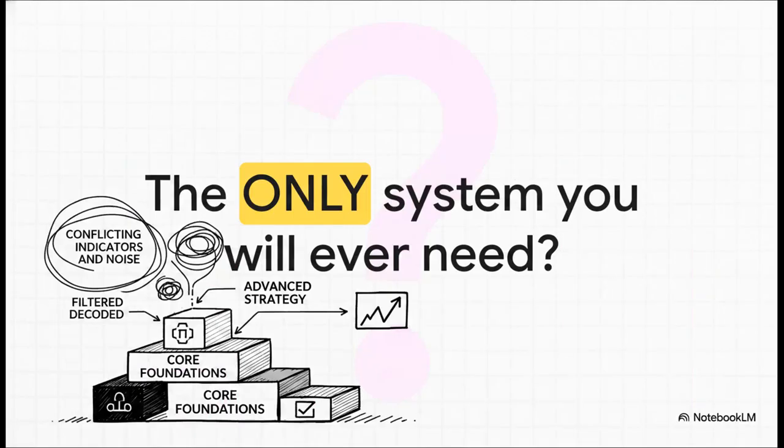So it poses this massive, almost impossible-sounding question right out of the gate. Is it actually possible to build the all-trading system you need, the absolute only one? Because in a world completely full of conflicting indicators and constant noise, this document argues that by stacking core foundational blocks up into an advanced fusion strategy, you can completely decode the market. So, we're going to use this same building block approach today to see exactly how this unified system works.